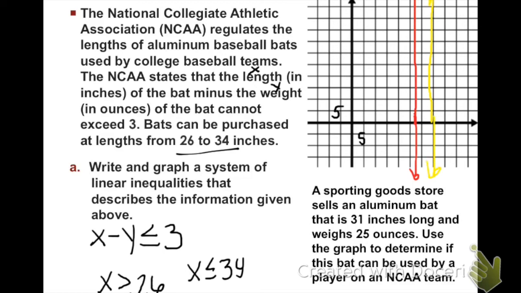I also know that both x and y have to be greater than 0. And I already have x greater than 26, so that's obvious. But y also has to be greater than 0, because I can't buy a bat with a weight less than 0. Things can't have negative weights. So this equation I don't really have to graph, because I just know that it's got to be above the x-axis.